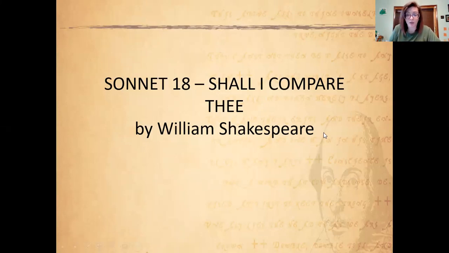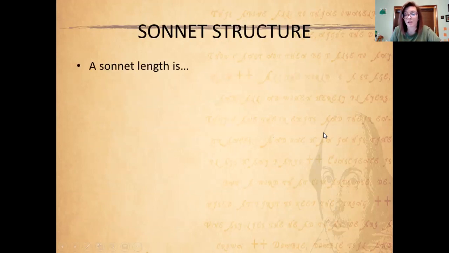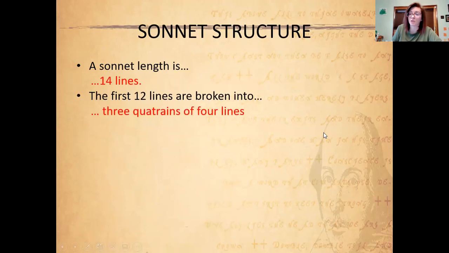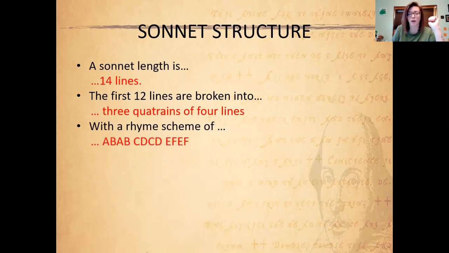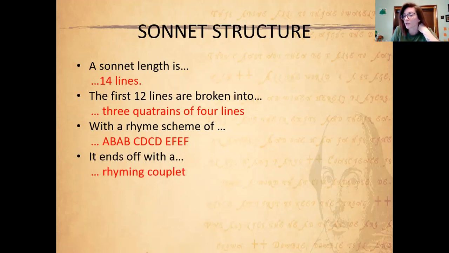Okay, so here we go. This is how a sonnet is structured. The length is 14 lines. It's made up of 3 quatrains, so that is 3 sets of 4 lines. Then it has a rhyme scheme of A, B, A, B, C, D, C, D, E, F, E, F, with a rhyming couplet at the end with a rhyme scheme of G, G. So the A lines, the first and third lines, are going to rhyme, the second and fourth lines are going to rhyme, and so on and so forth. And then that rhyme scheme at the end is totally different.